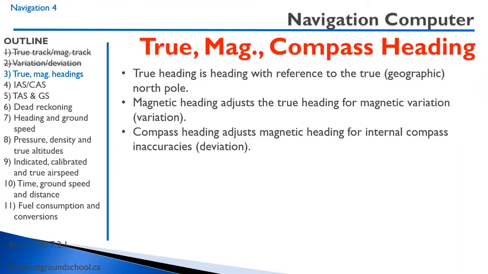Just to recall, true heading is the heading with reference to the true or geographic north pole. The magnetic heading adjusts the true heading for compass variation. Compass heading adjusts magnetic heading for internal compass inaccuracies. That's called deviation.